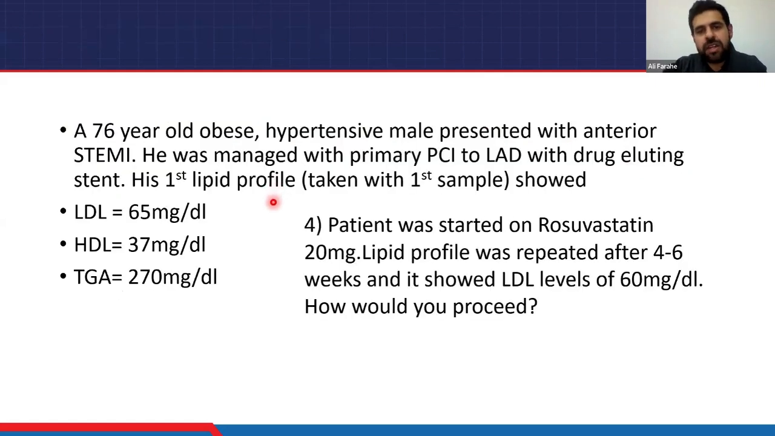So coming back to the patient, now the patient was started on rosuvastatin. The lipid profile was repeated after 4 to 6 weeks and it showed an LDL level of 60. Because its starting level was 65, our target for this patient must be below 55 and we also haven't achieved a 50% reduction. So what to do now?